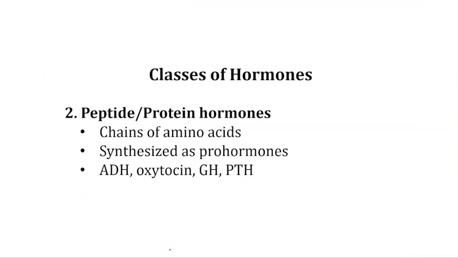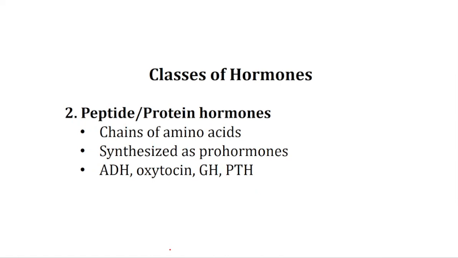The second class of hormones is peptide or protein hormones. These are chains of amino acids. We know what proteins are, chains of amino acids, and peptide hormones are often synthesized as prohormones. Prohormones are precursors of active, workable hormones. So these are made as premature hormones and then go through modifications later on to become more active.